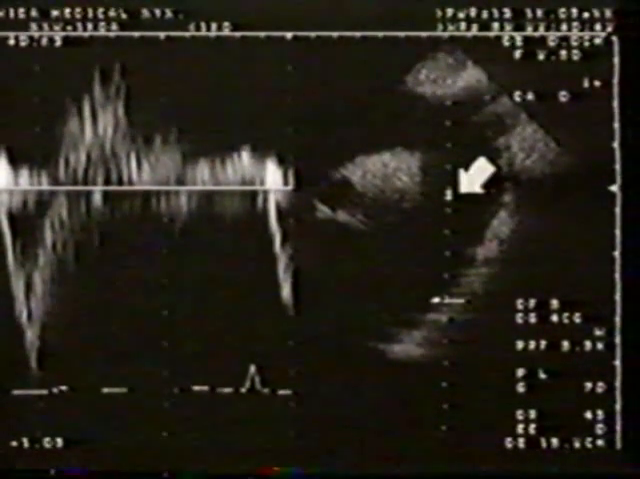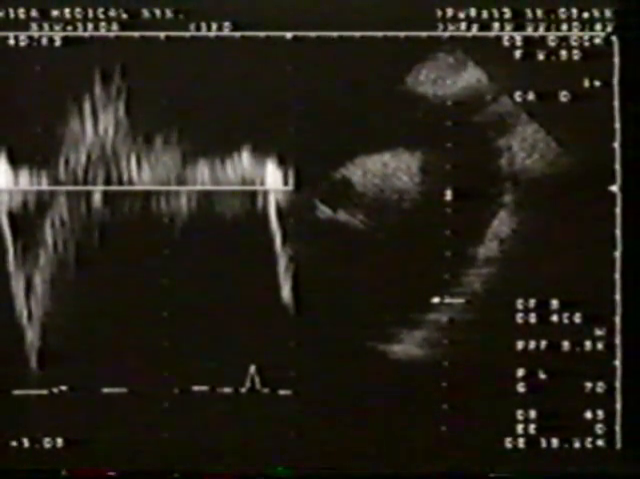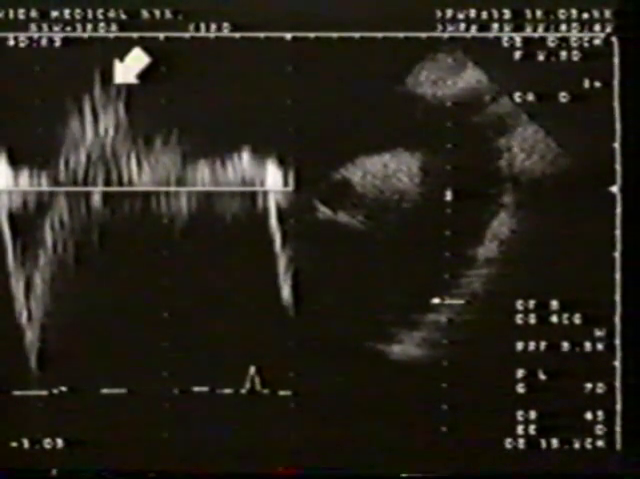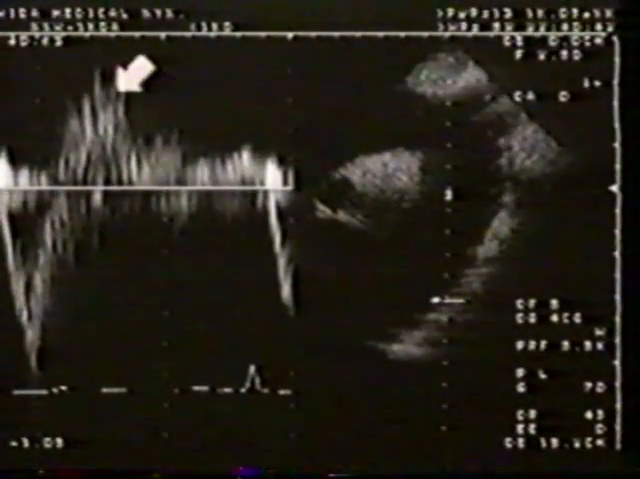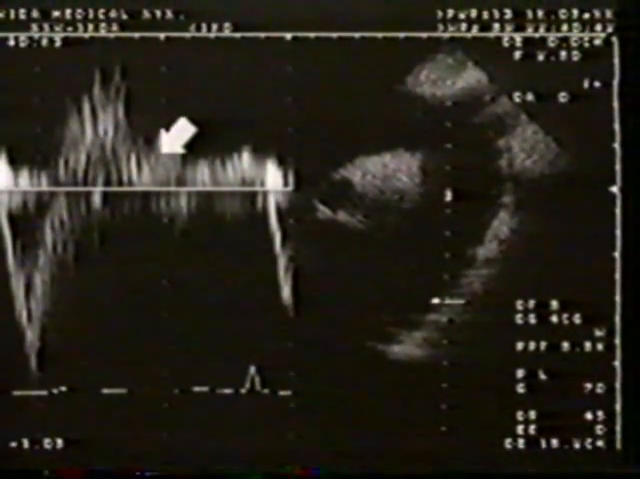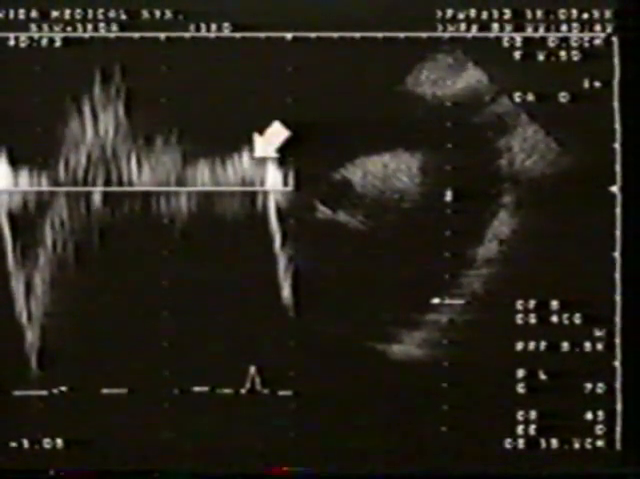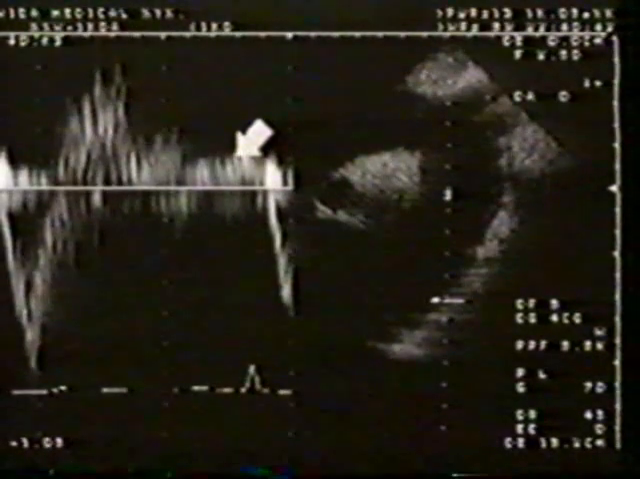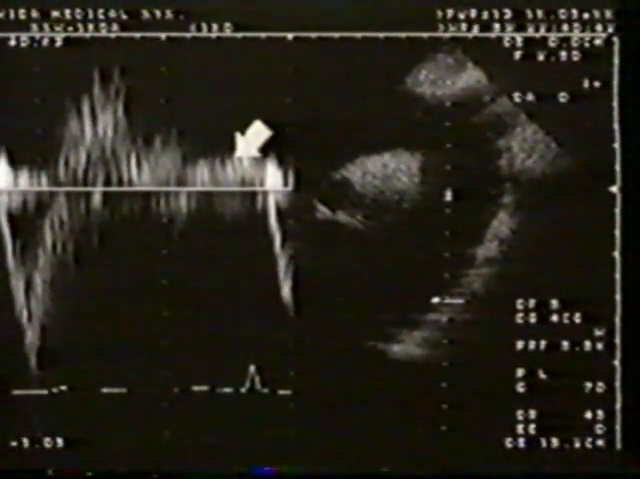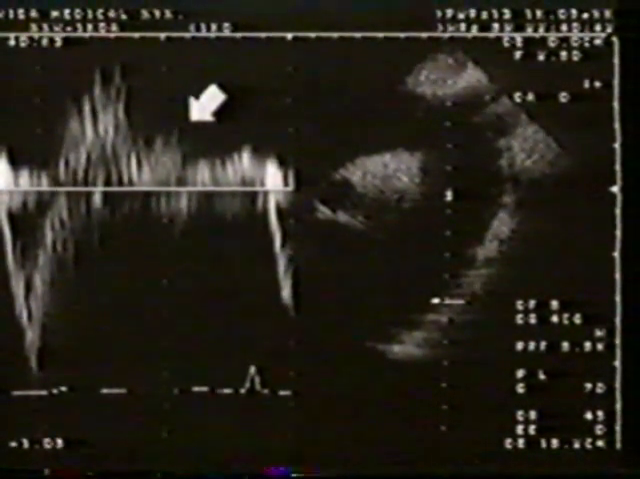A pulsed sample volume has been placed in the descending aorta. The spectrum shows that the early flow reversal has a relatively high velocity of about 0.6 meters per second. The velocity falls off to a minimum level by about 1/4 of diastole and then persists throughout diastole at a lower level. This latter velocity was too low to be demonstrated on the color examination. This pulsed pattern is typical for a moderate degree of aortic regurgitation.